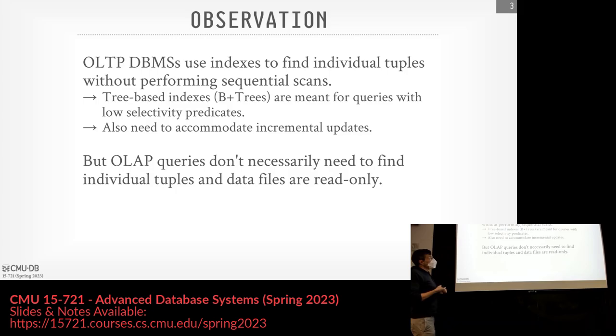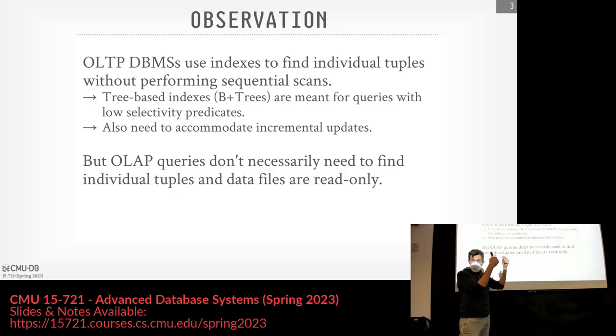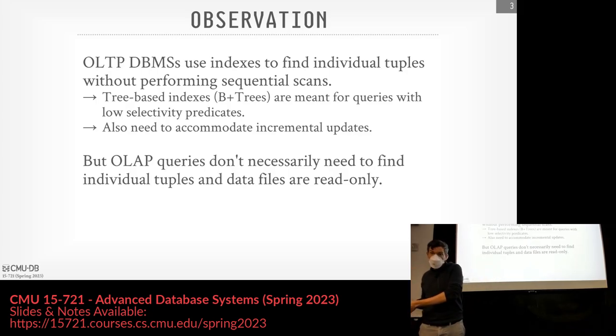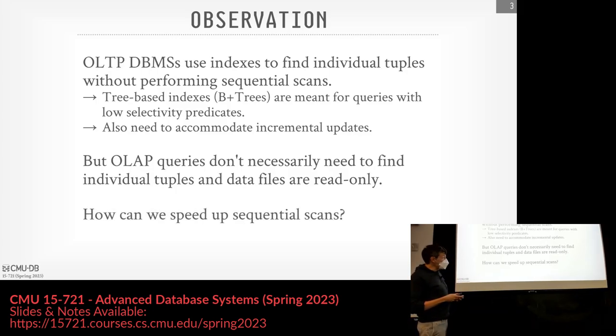So in the OLAP world, we don't need to support incremental updates, again assuming that our files are read-only. And we typically don't need to find individual tuples, at least not at the lower part of the query plan, the access methods on the tables themselves. When we do joins, yeah, we're going to have to find individual tuples or values that match. But if you're just doing scans, you're not going to look at Andy's record or Andy's orders. You're going to look at all the orders from some demographic, like everybody who lives in Pittsburgh. So the data structures we would use to make OLTP workloads run really fast are not what we want to use for analytical queries. So the question is, what can we actually do to speed up sequential scans?